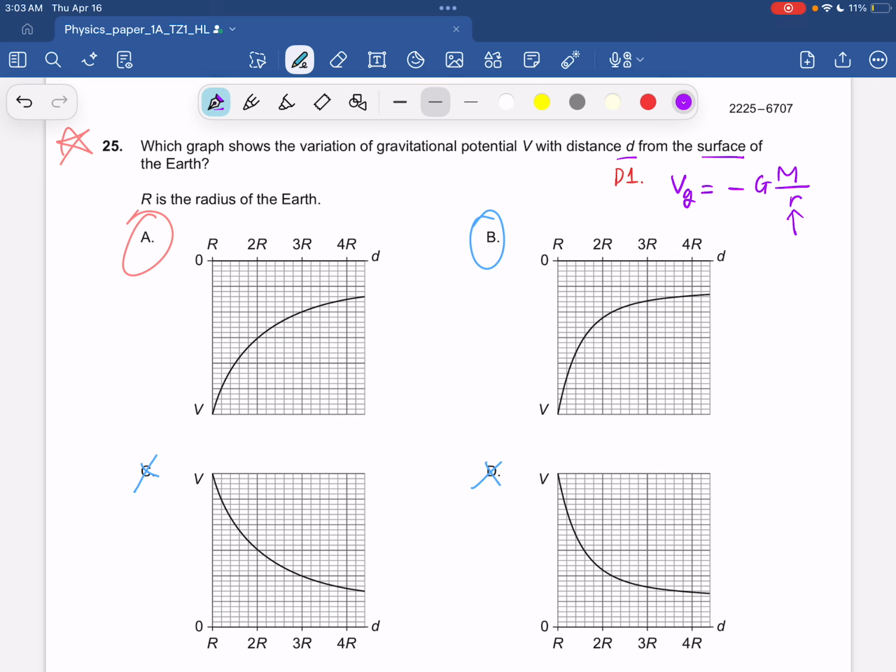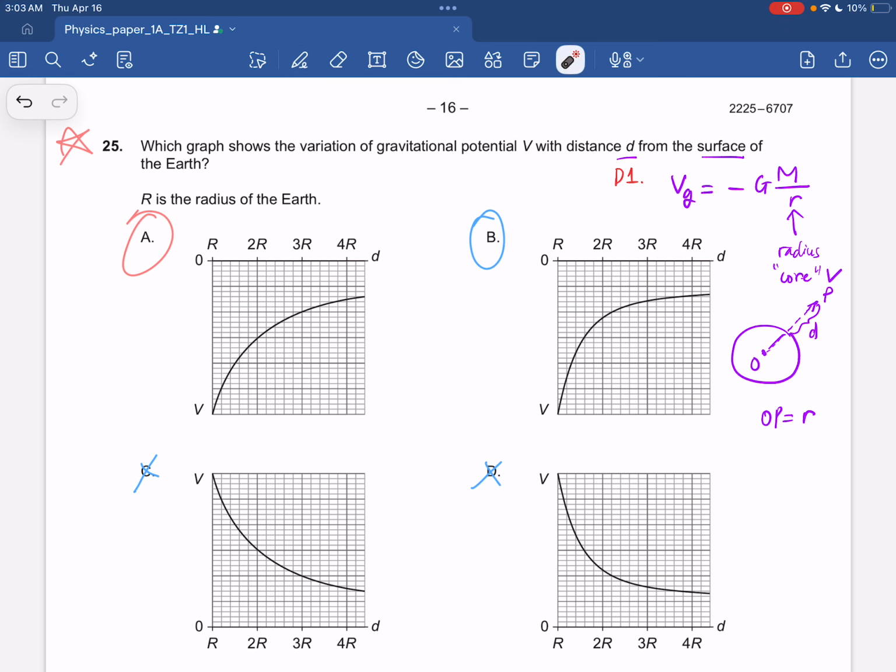And r here is actually the radius, like the distance from the core, okay? If we assume the whole Earth has the center O, and we have a position P somewhere and we want to calculate the potential V at the position P, then the r distance will be from the O up to that point P, okay? So OP here will be the r. But if it's just the distance d, then it's just from here to here, okay? So pay attention whenever they give you information like this.